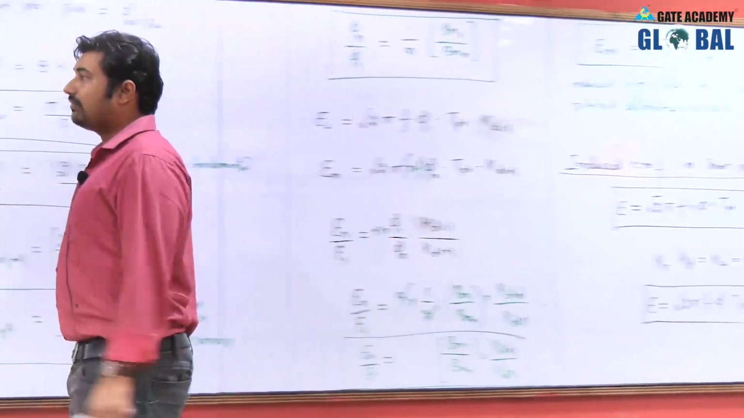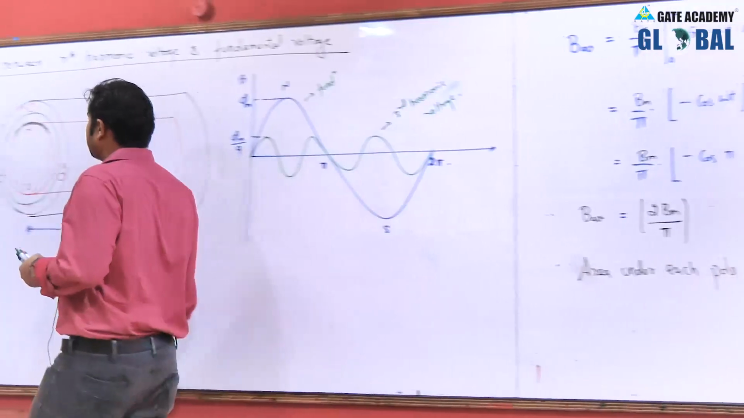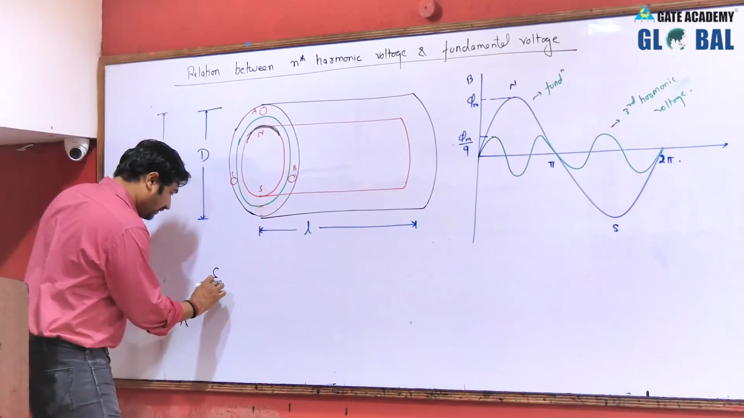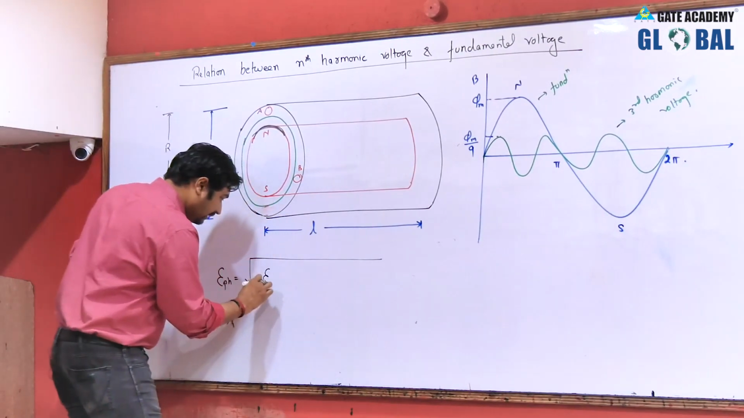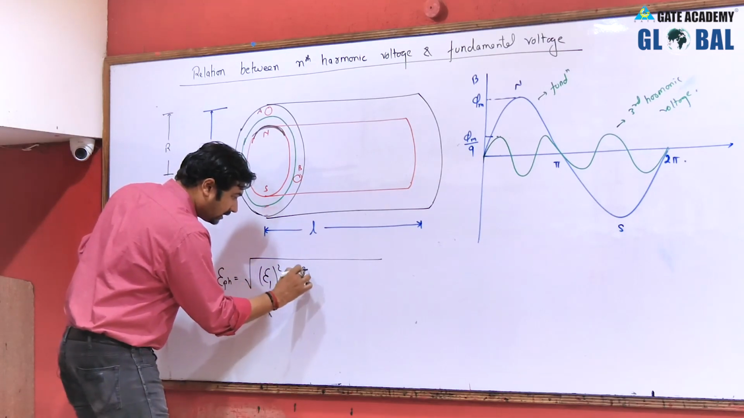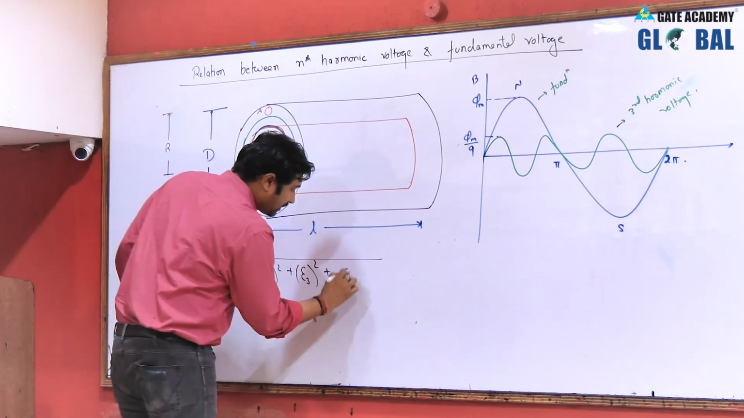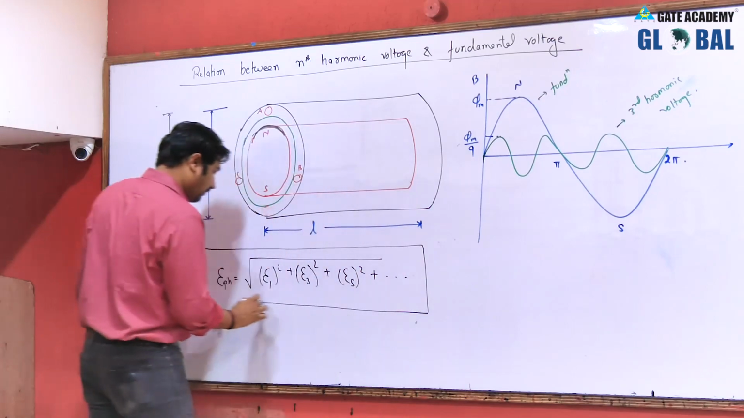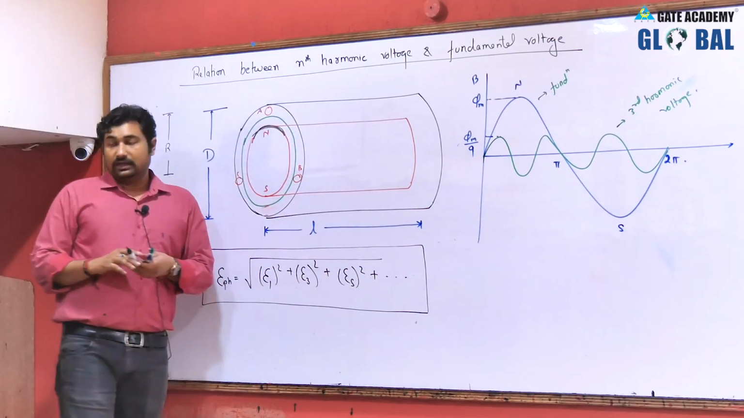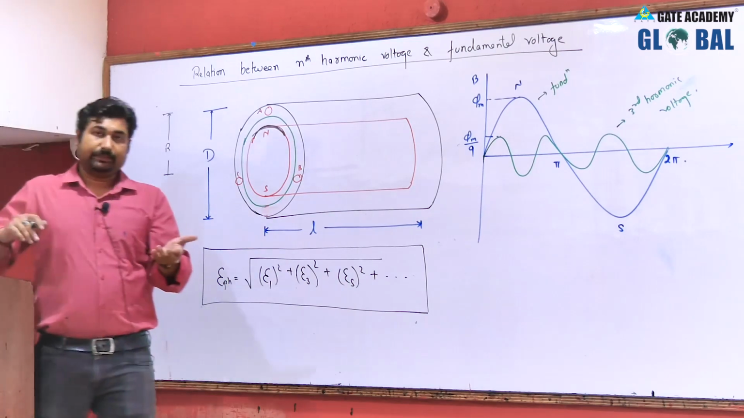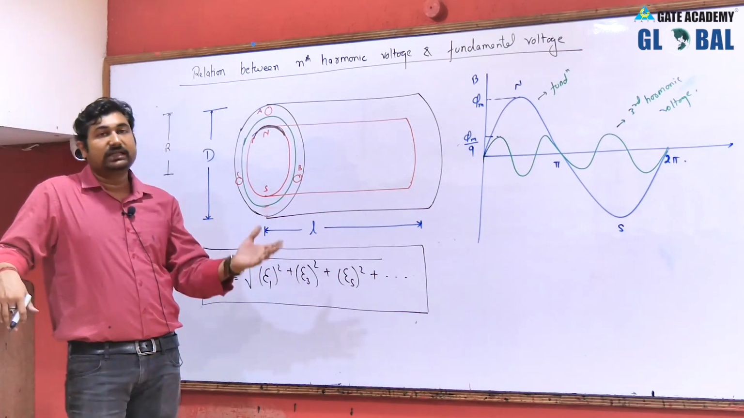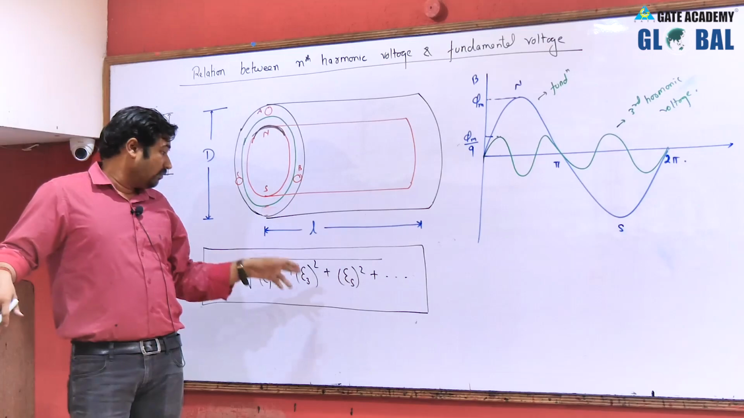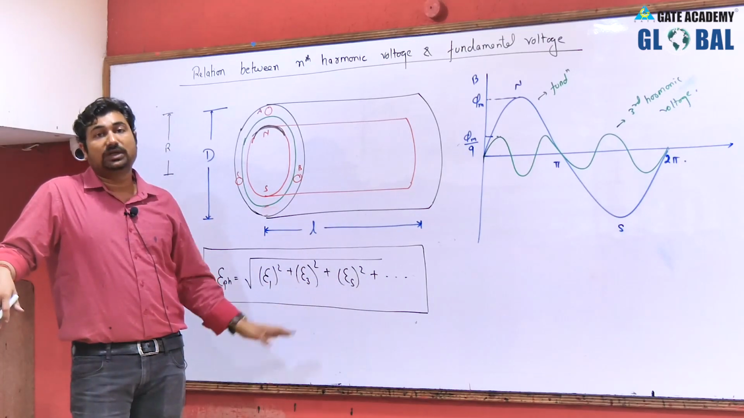This is your induced EMF equation in case of space harmonics are present. If you have to find the per phase induced EMF, then that will become root of fundamental induced EMF square plus third harmonic induced EMF square plus fifth harmonic induced EMF square plus so on. This will be your per phase induced EMF voltage in case of distributed winding, or you can say when the space harmonics are present. So if we cancel all these higher odd harmonic voltages, then your voltage waveform will approach towards the sine wave.